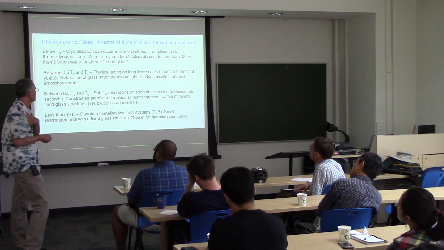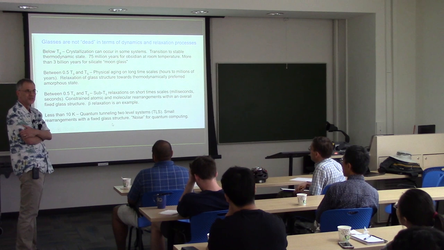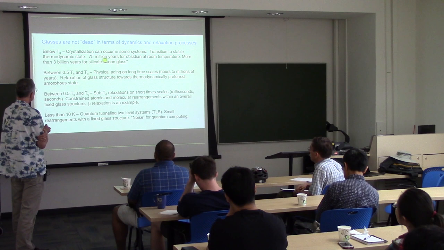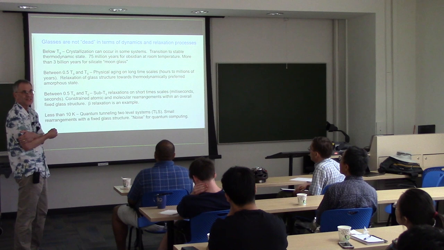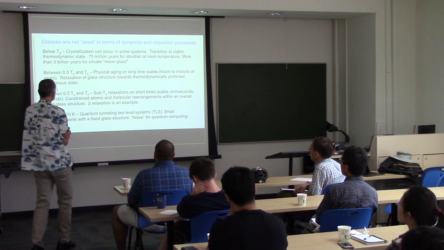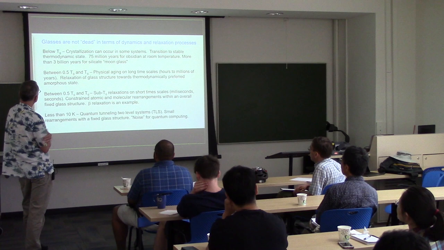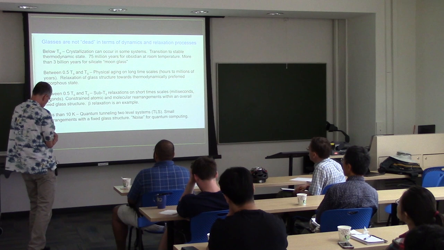This is a list of different things that glasses can do, even though they're a glass. One of the things they can do is crystallize. Something's going to have to move around to form a nucleus or to grow into a larger crystal. So in this case, we're making a transition from the non-equilibrium glass state usually to the stable crystal state.